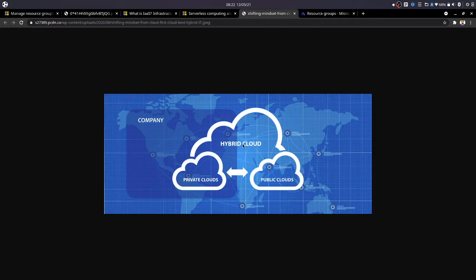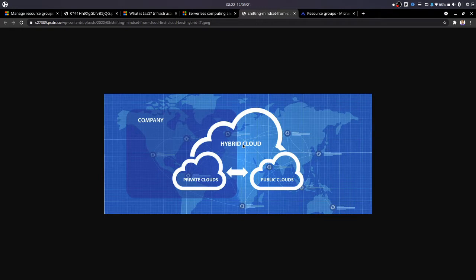Then we have the public clouds, and all the public cloud service providers come under that category, where it is operational expenditure. You pay only for what you use. So examples for that would be Microsoft Azure, AWS, GCP, OCI, and so on and so forth.